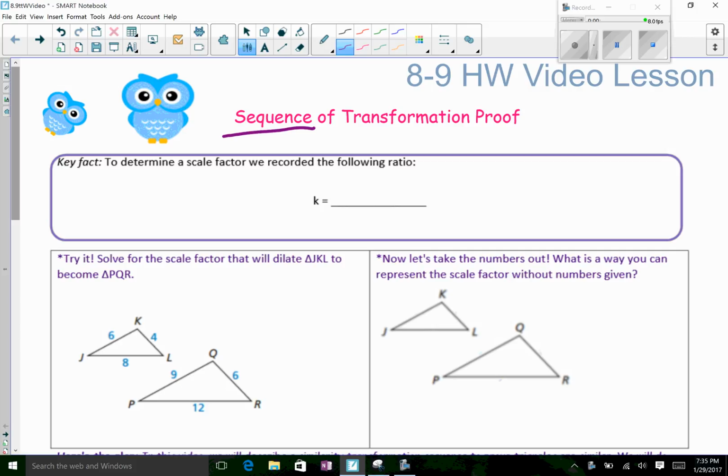So remember from a couple of lessons ago, we were able to calculate our scale factor, the K value, from a dilation that took place. And just to recall, the K value was always calculated by finding the distance of the image to the center of dilation versus the distance of the pre-image to the center of dilation. So we always said image over pre-image.